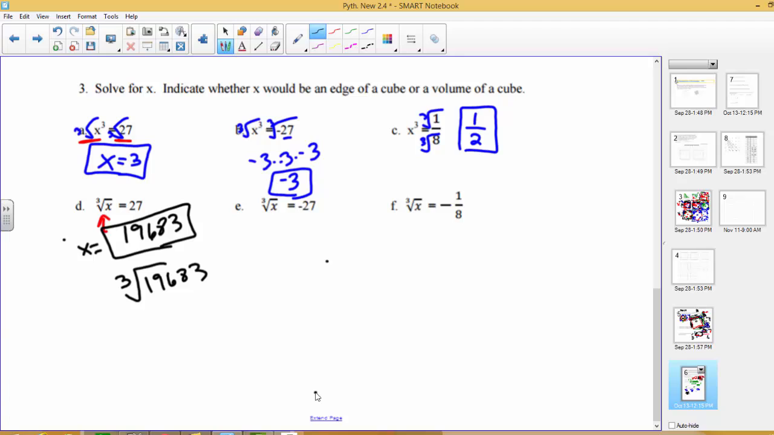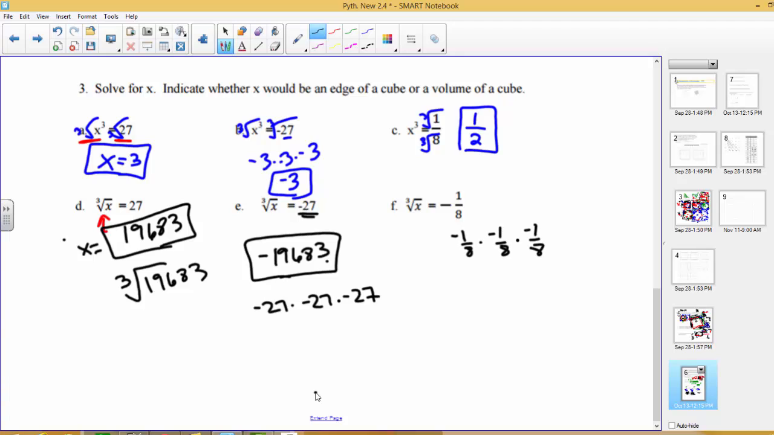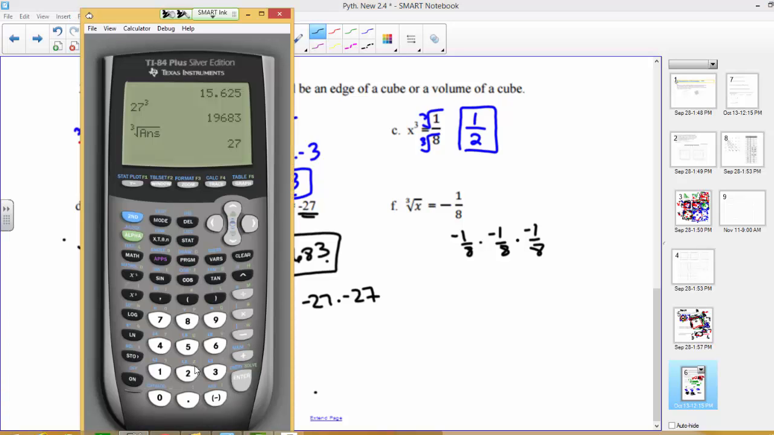Okay, the next question's the same exact thing. This time it's a negative 27, so it's actually negative 19683, because negative 27 times negative 27 times negative 27 will be negative 19683. Okay, so this one, I need to figure out what negative 1/8 times negative 1/8 times negative 1/8 is. Or I should say you need to figure that out. So basically I'm just going to do 8 cubed, and I'm not forgetting that it's negative, and it's 512.